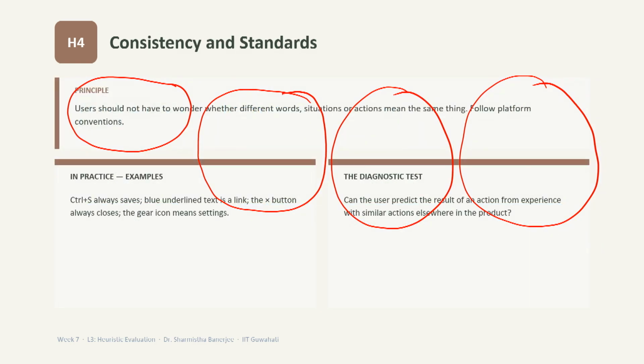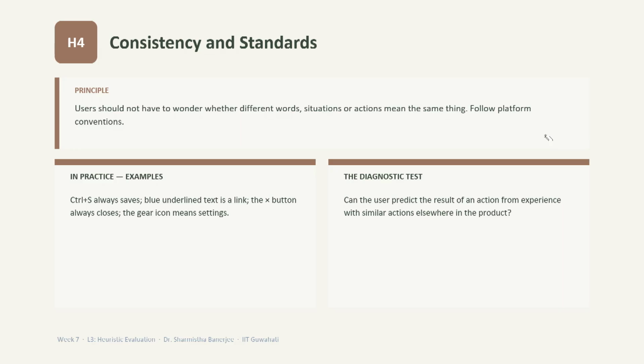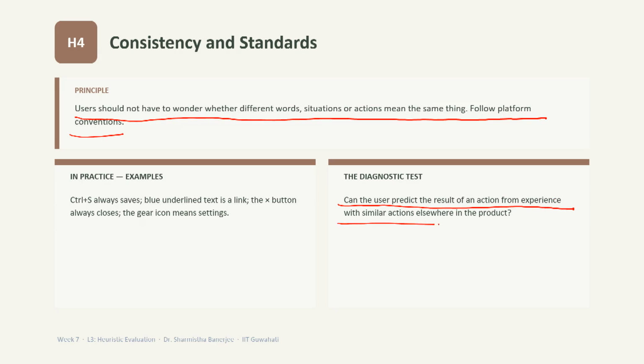So, what this implies is we need to follow consistency and standards. Users should not have to wonder whether different words, situations or actions mean the same thing. So, we follow platform conventions, or there are certain conventions like Control S, which is also platform agnostic. The diagnostic test here is, can the user predict the result of an action from experience with similar actions everywhere in the product? Again, we will go through the design and see whether this is being violated and flag it.